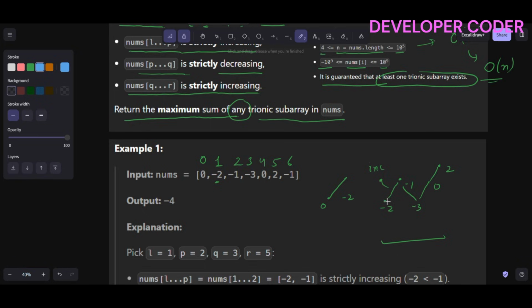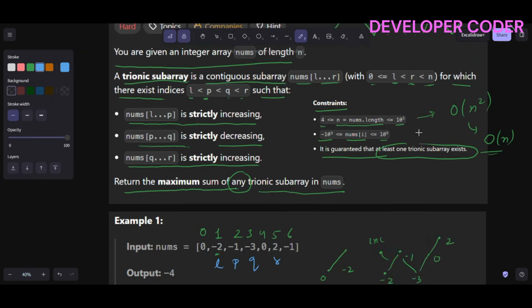So here you can say minus 2, from here I'm starting, so this is your L at 1 index. Then P, you can say it's at this position. And then at 3 let's take this as Q, and R you can say at 5 index. So this is valid. L is minus 2, here minus 1 is P, minus 3 is Q, and here 2 at 5 index. L is less than P, P is less than Q, Q is less than R. So these all indexes are valid. Clear this part?